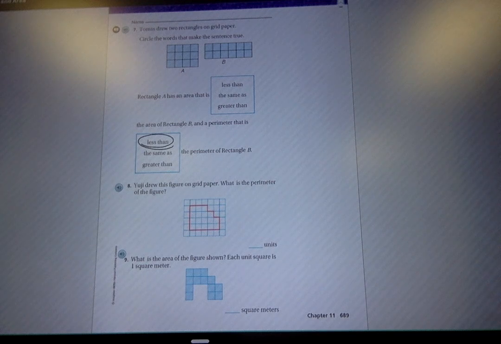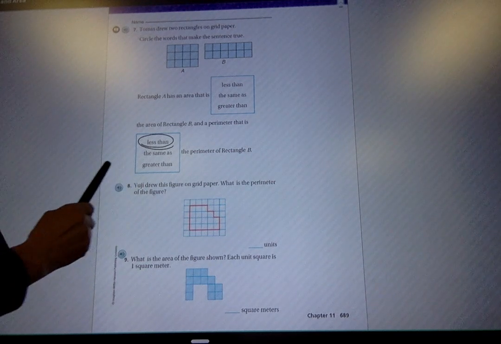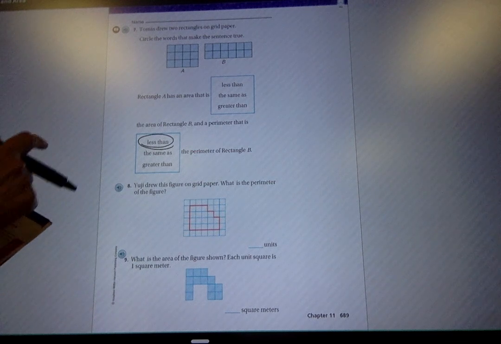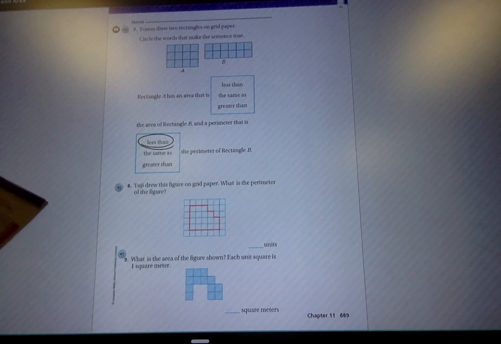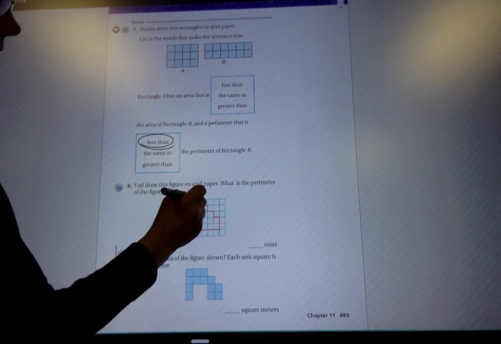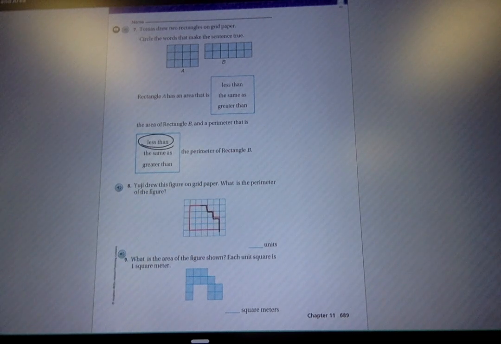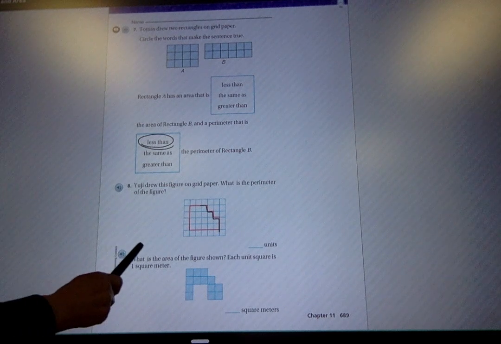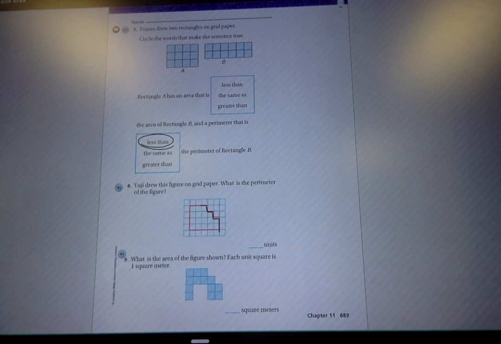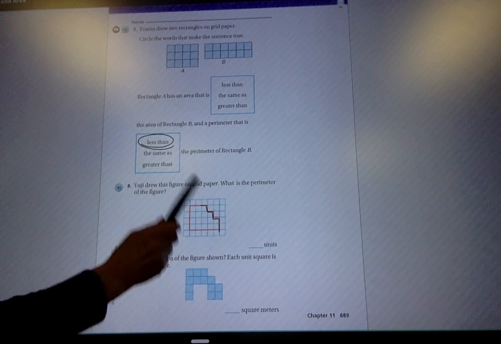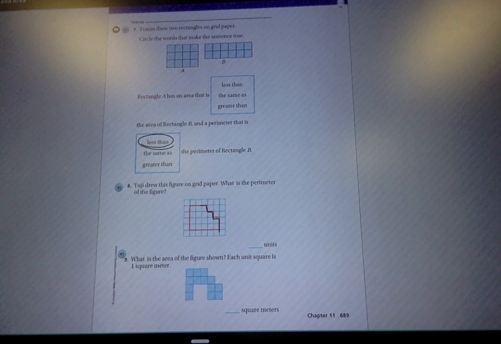That's a little confusing. So now here's Yuji's drawing. This figure he drew on grid paper. What's the perimeter, the outside edge? Don't forget to count 1, 2, 3, 4, 5, 6 as you go around, and write the total number of units. What's the area of the figure shown? Each unit square is 1 square meter, so count carefully.